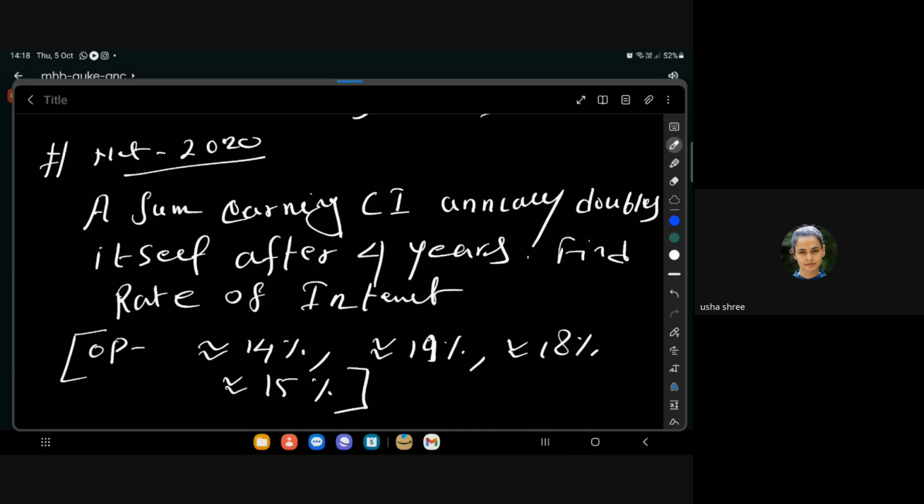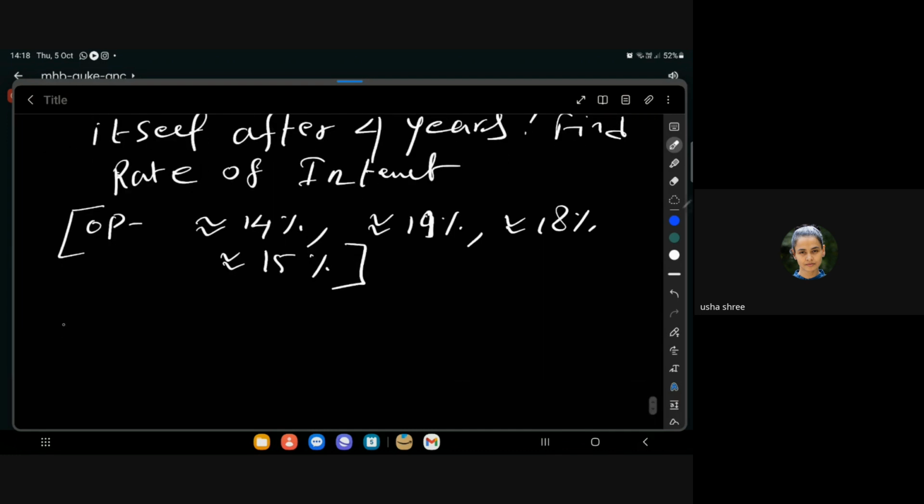Now try to solve the problem. Very easy. Again I'll write the formulas. Formula is A equal to P into 1 plus R by 100 to the power of T. This is the formula. And CI equal to A minus P. So these are the formulas. Now try to solve.